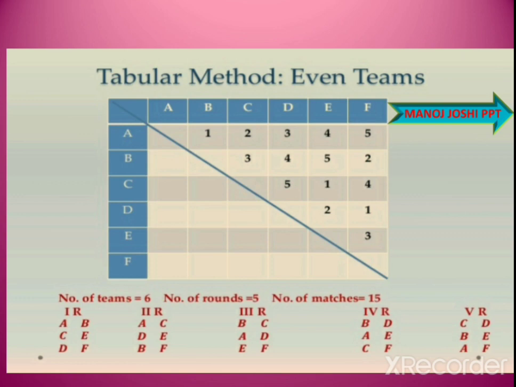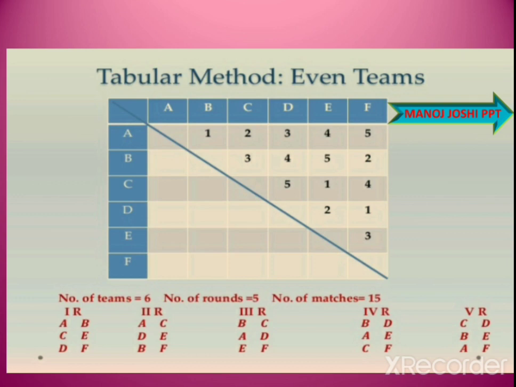Now the first round matches, wherever the 1 is coming. So where is the 1? The common box 1 is the common box of A versus B. We see from the left side and from the top side. Left side A is here, and this column is the common column of A and B from the top side. So the first match is A versus B, the first round match. And then 1 is coming here.